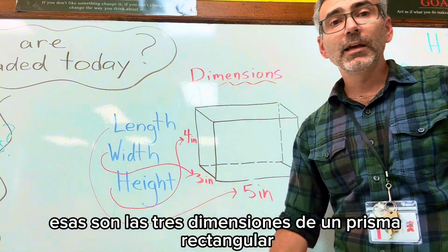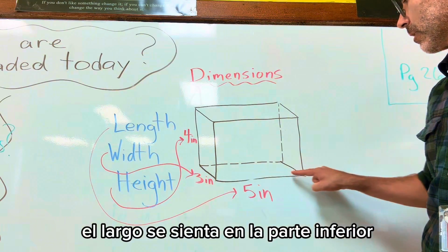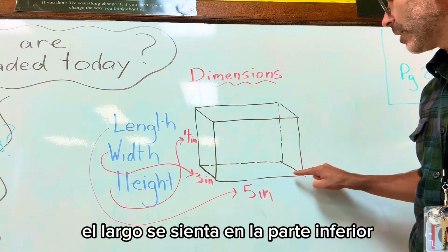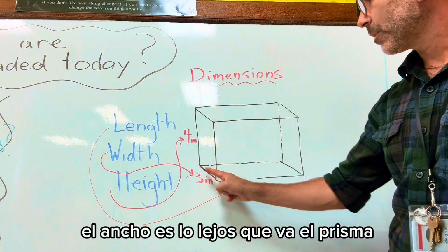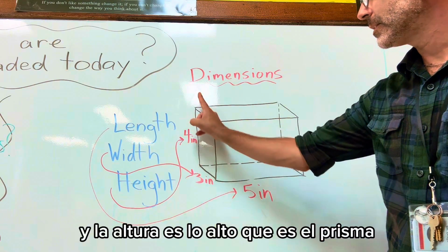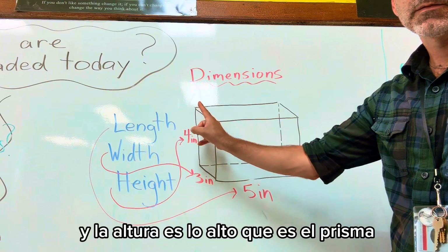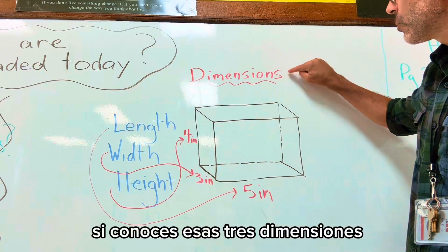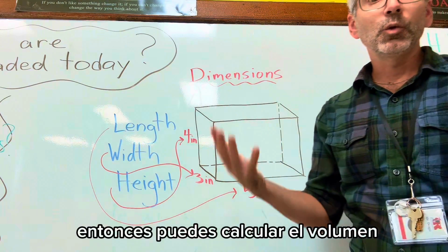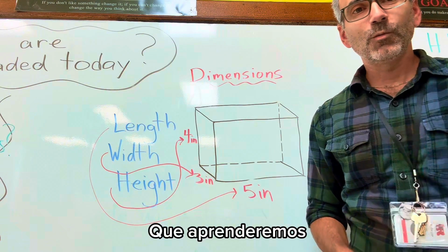Those are the three dimensions of a rectangular prism. The length sits across the bottom. The width is how far back the prism goes. And the height is how tall the prism is. If you know those three dimensions, then you can calculate volume using something called a formula, which we will be learning about.